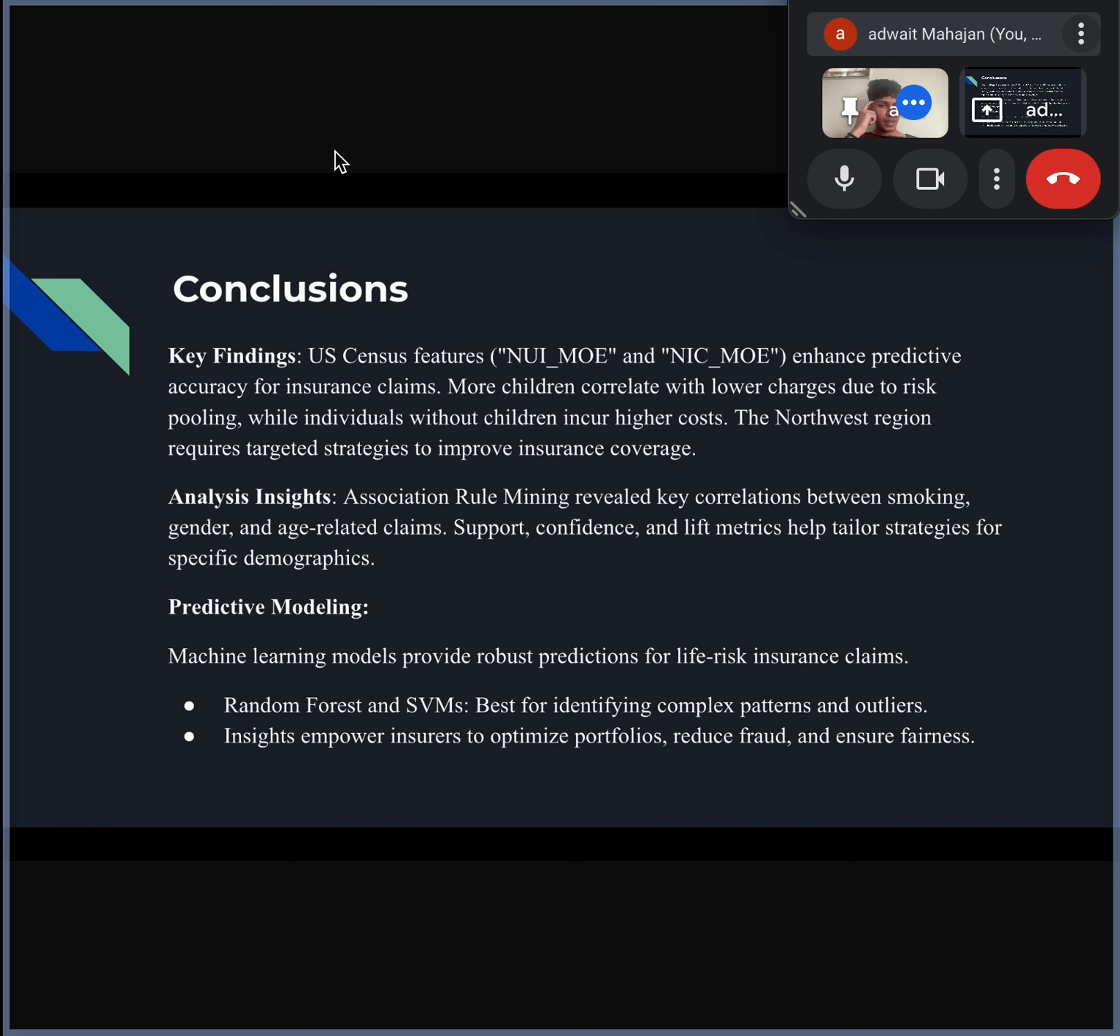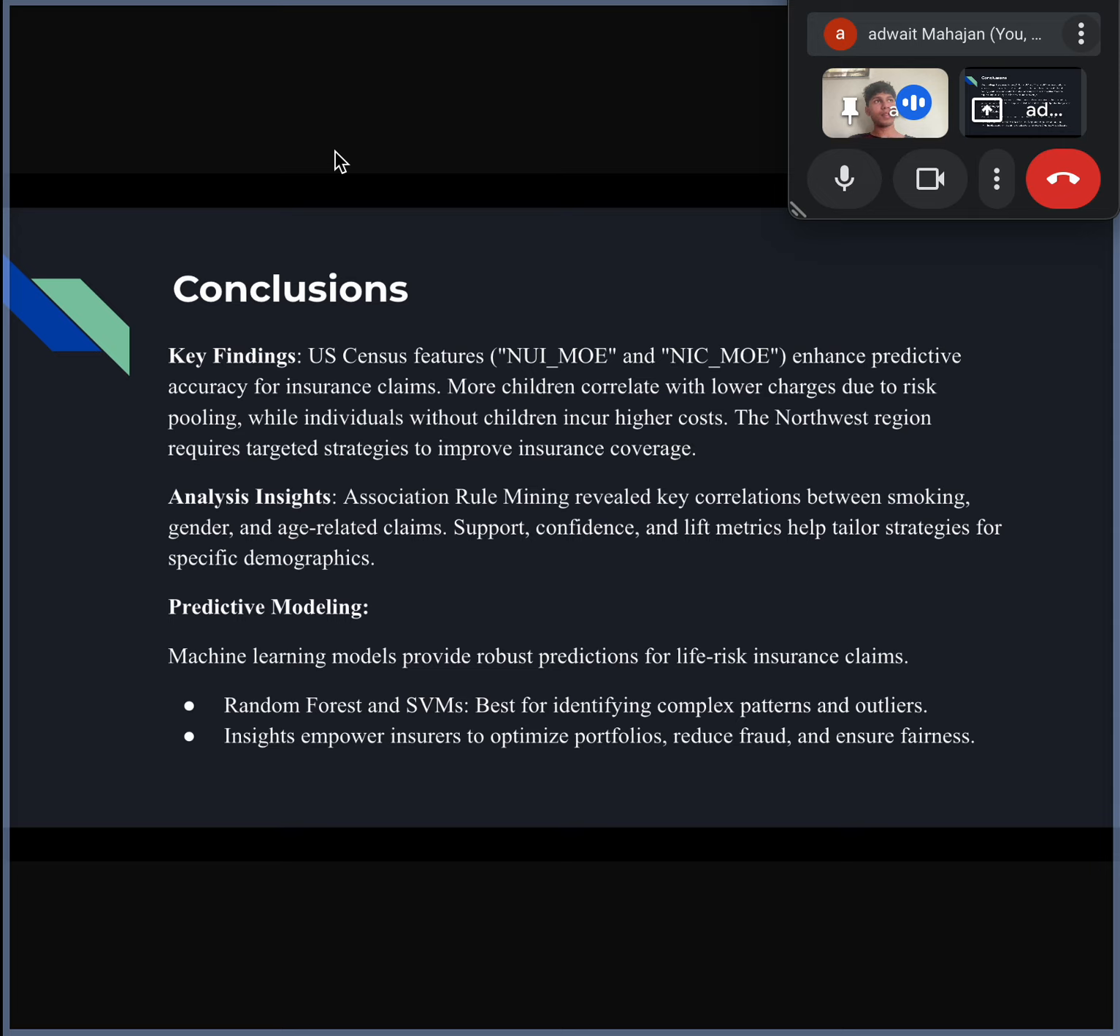All in all, to conclude, the key findings would be that the number of insured margin of error definitely enhances the predictive accuracy for insurance claims, because that is what we saw from the first visualization, that it was actually affecting more than the sex of an individual. More children correlate with lower charges due to the risk pooling that we talked about, while individuals without children incur higher costs. And if you remember the line plots that we talked about, the northwest region requires highly targeted strategies to improve the insurance coverage there.